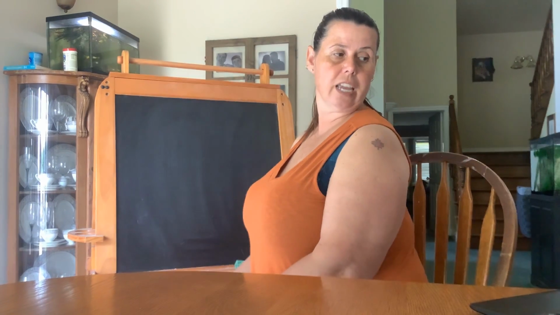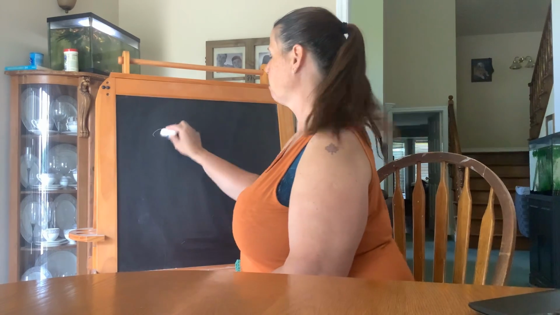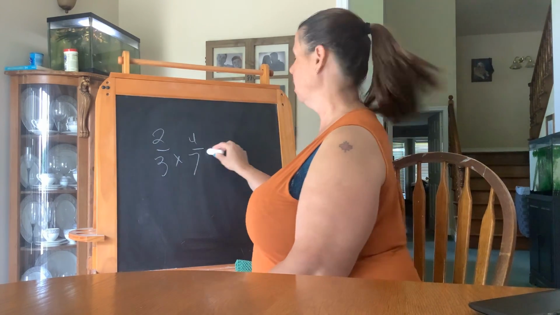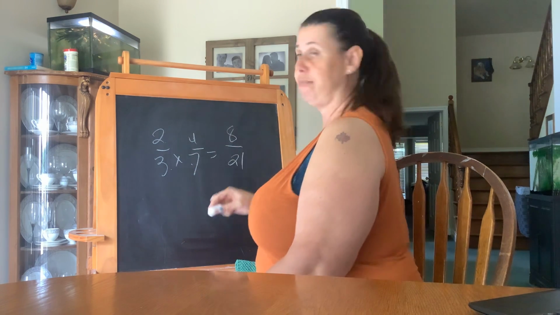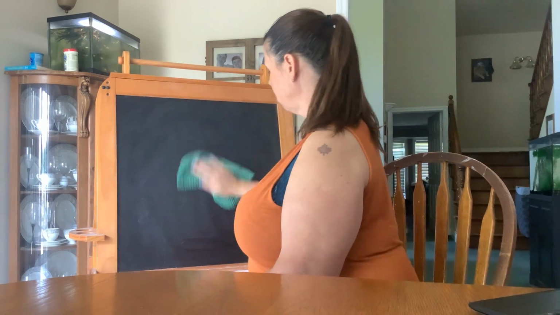All right, number 8. Find each amount by multiplying the numerators and the denominators. Piece of cake. 2/3 times 4/7, right? 2 times 4 is 8. 3 times 7 is 21. Easy. You don't need my help for that. Go answer the rest of the questions.